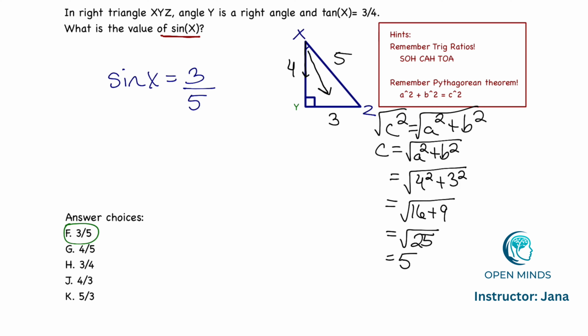So remember, this is a special right triangle. It's called our 3, 4, 5 right triangle. So if you remember this, you do not have to utilize Pythagorean theorem. But if you don't, you can utilize the theorem. All right, so you have several options.